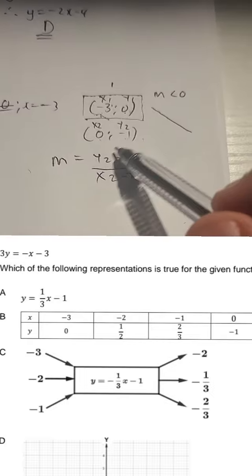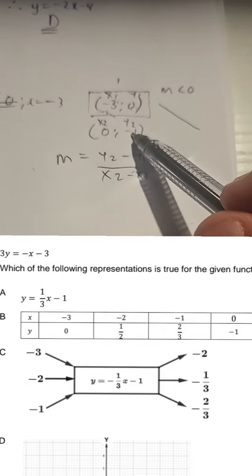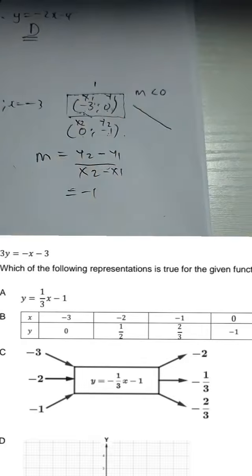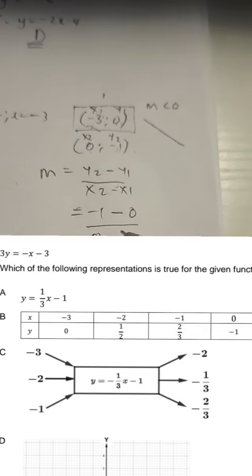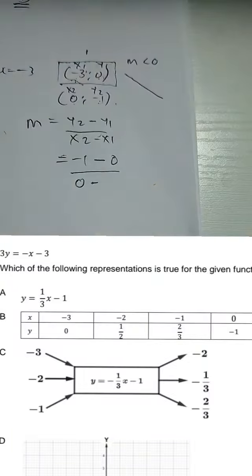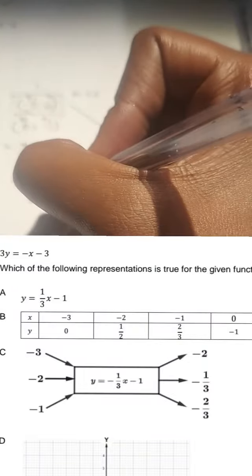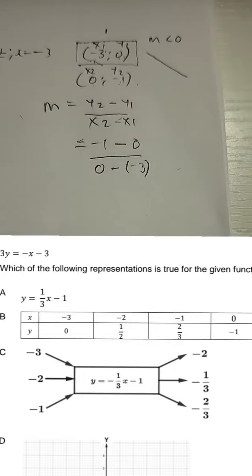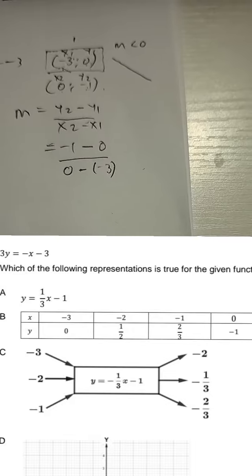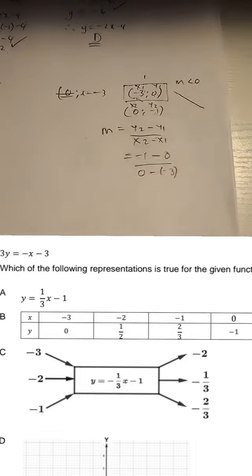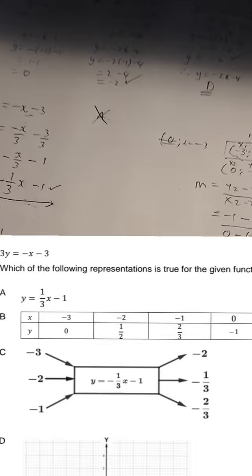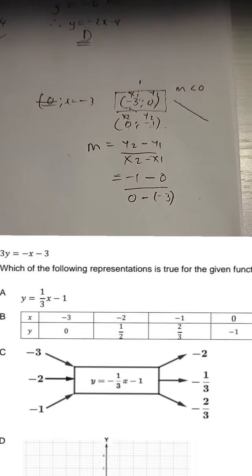Then I'm going to substitute in the formula y2, -1. The formula has a negative sign, so I write the negative sign. y1 is 0 over x2 is 0. The formula has a negative sign. I write that negative sign followed by -3. So in brackets, I write -3. Okay. So far, I hope we are moving together. So far, I hope we are good.